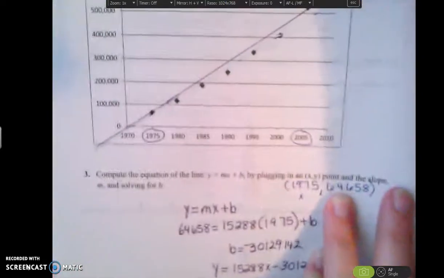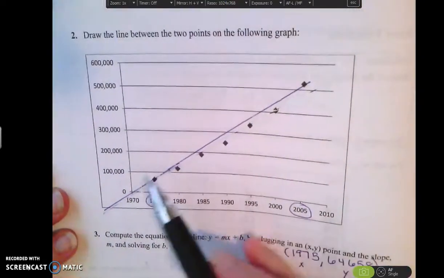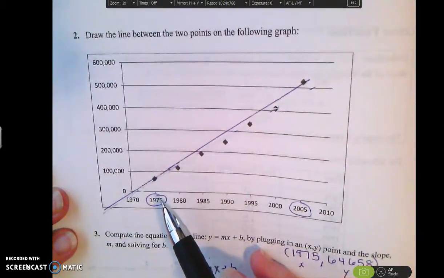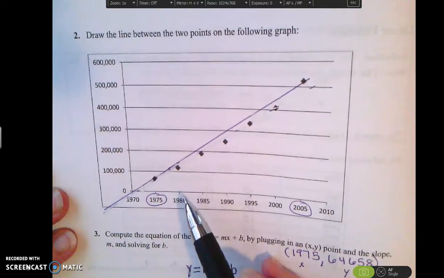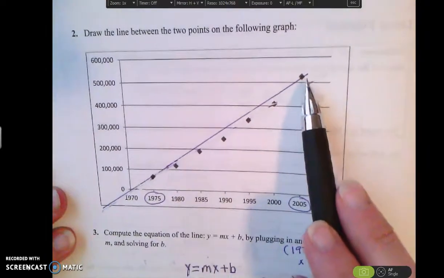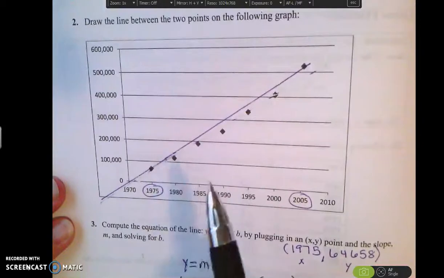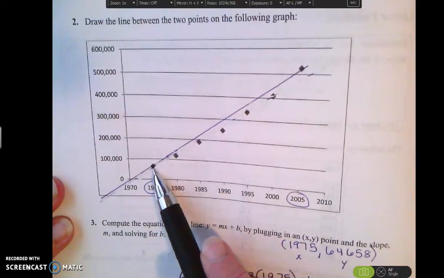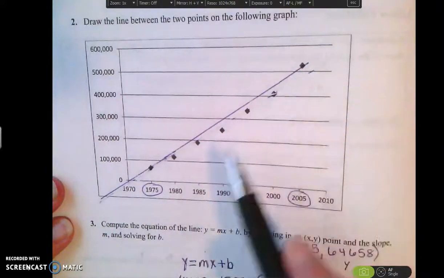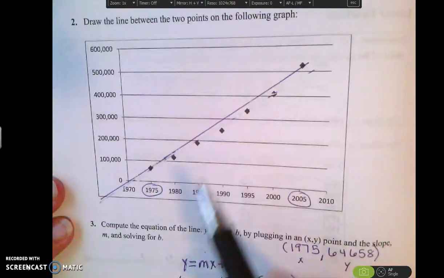All right, so on the next page, they ask you to take all that information and put it on a graph. You notice that you have these points that are plotted for you. In 1975, it was about 64,000. In 1980, and then in 2005, it was 523,000. They ask you to draw a line between those 2 points. So I'm going to connect this point to the end point, and when I draw a line, this is what it looks like. Notice some of the points aren't on the line. That's because they might have been a little bit lower.